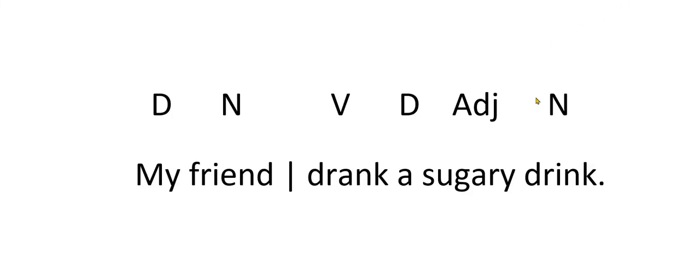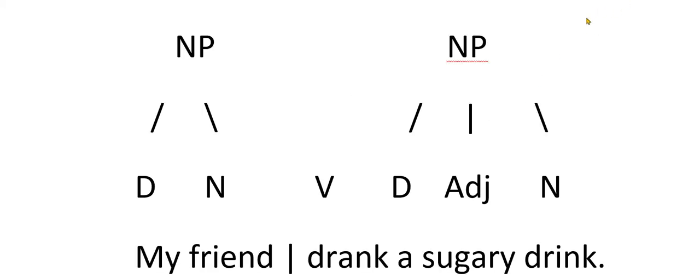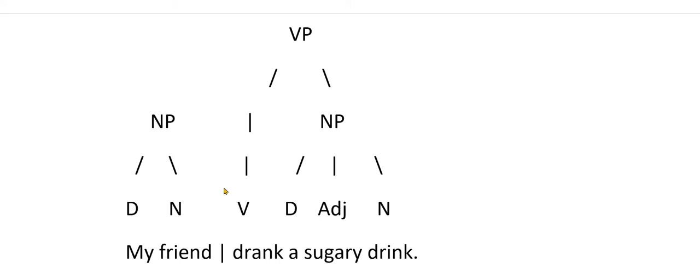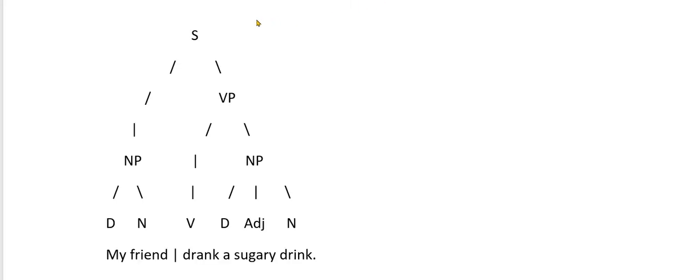With sentence number 2, the dividing line is right after my friend. So we have my friend, noun phrase, drank a sugary drink is the verb phrase. Then I label the parts of speech of all the words in the sentence. I then group the noun phrases together, my friend and then a sugary drink. To finish off my verb phrase, I group the verb and the noun phrase together to create the verb phrase. And then the sentence consists of a noun phrase, my friend, a verb phrase, drank a sugary drink.